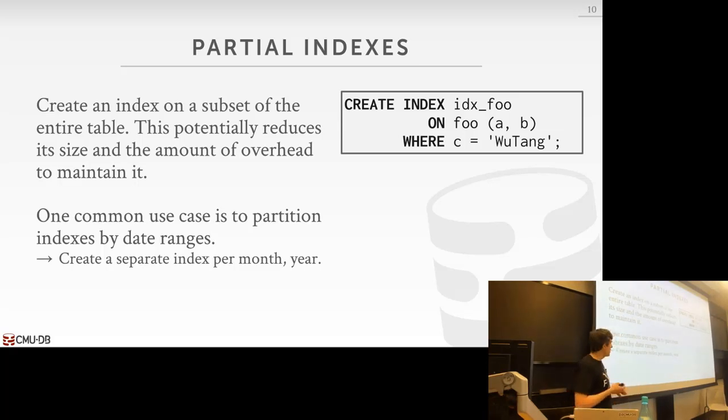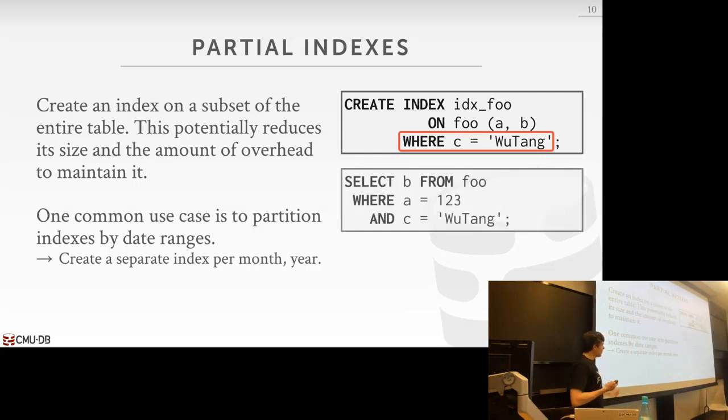This is what a partial index is. You modify the create index command and add a where clause at the end that tells you what tuples should match in order to be put into this index. So now, if I want to do a lookup like this, select B from foo where A equals 1, 2, 3 and C equals Wu-Tang.